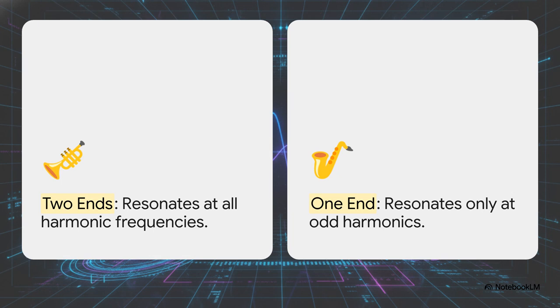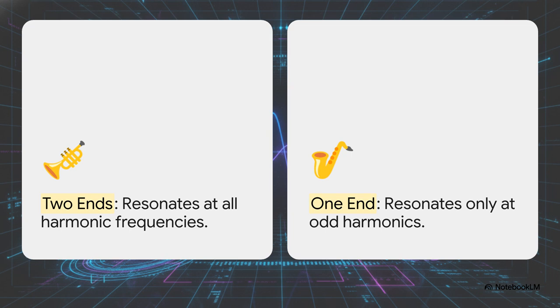But notice the strict mathematical rules governing this resonance, all based on the shape of the instrument. If a pipe is open at both ends, kind of like a flute, it must have a node, which is a point of zero pressure variation, across both open ends. Mathematically, this allows the pipe to produce any harmonic frequency, the first, second, third, and so on.